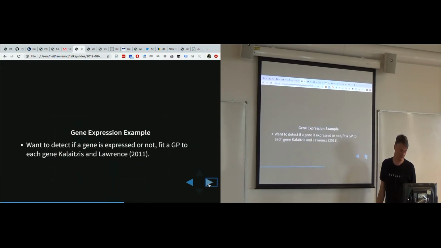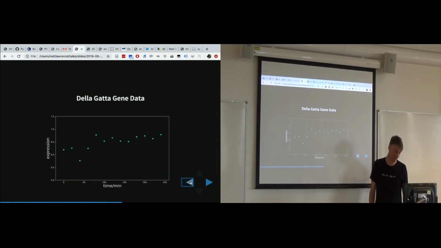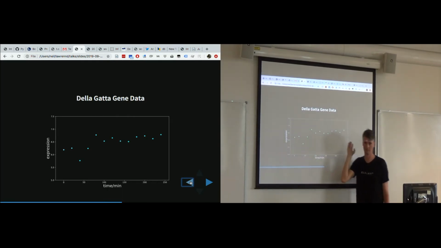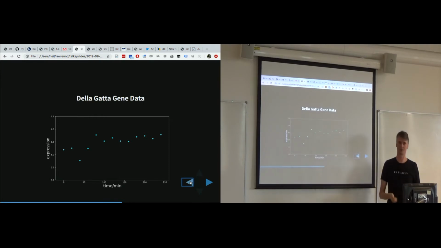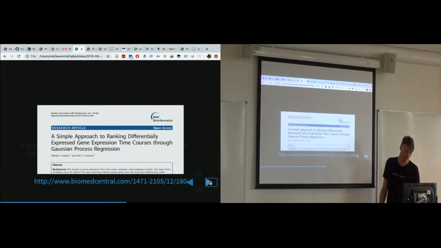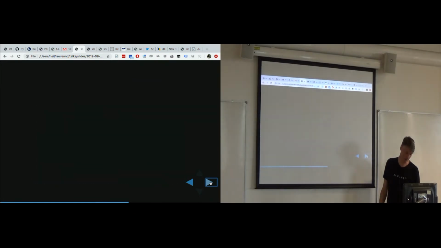This is a different data set that I would have shown had I given one of the introduction talks. Here we were trying to use Gaussian processes to understand, is this noise or is it signal? It's a gene expression data set. And it was a very simple technique: fit a Gaussian process and see what the signal to noise ratio of the resulting fit is. I used this particular example because it's from this paper.